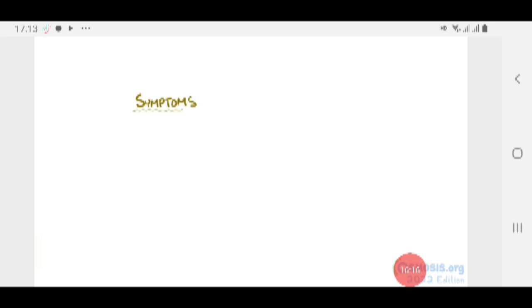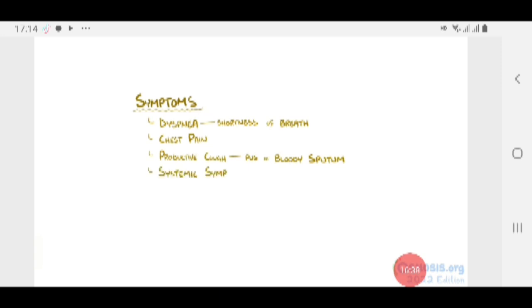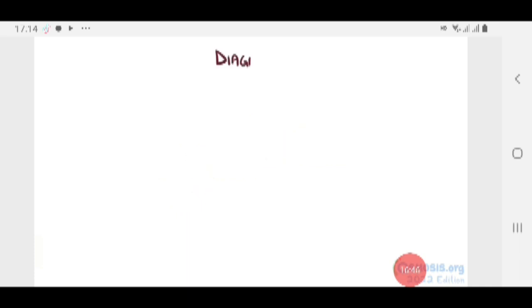Pneumonia most often causes dyspnea, or shortness of breath, as well as chest pain and a productive cough, meaning that pus or bloody sputum might come up. Often there are also systemic symptoms like fatigue and fever. Diagnosis of pneumonia is usually made in a person who's working hard to breathe or breathing quickly.